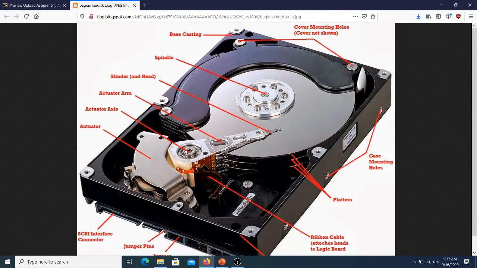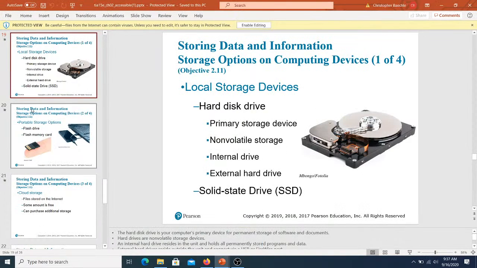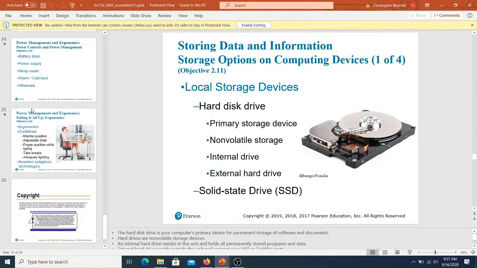But this is just kind of a view of that, so you get a sense of how a hard disk drive actually works. Okay, but enough of that. So let's move on to, and I think I covered everything that we wanted to essentially here.